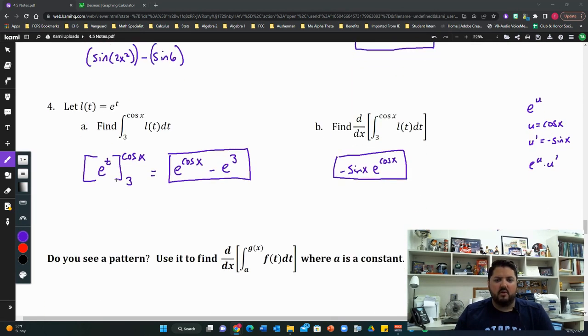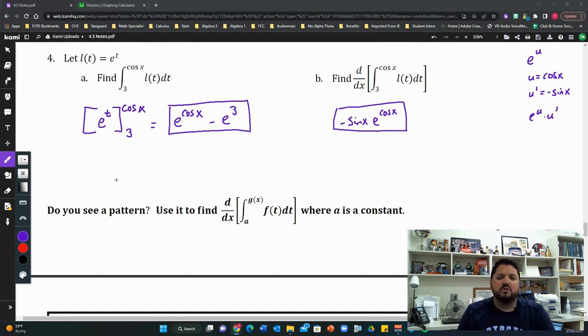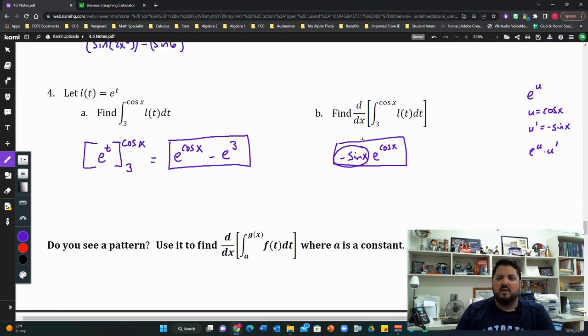Well, let's take a generic one. Let's say that I wanted to jump straight to the answer of what's the derivative with respect to x of an integral that goes from some number a to some function g of x of f of t dt. Well, we still had the same kind of idea as before, where we take this thing and it shows up replacing the input spot of what used to be here. So this used to be e to the t, and now it's e to the cosine of x. But the difference is we have this extra thing that's being multiplied. In this case, it was negative sine of x.